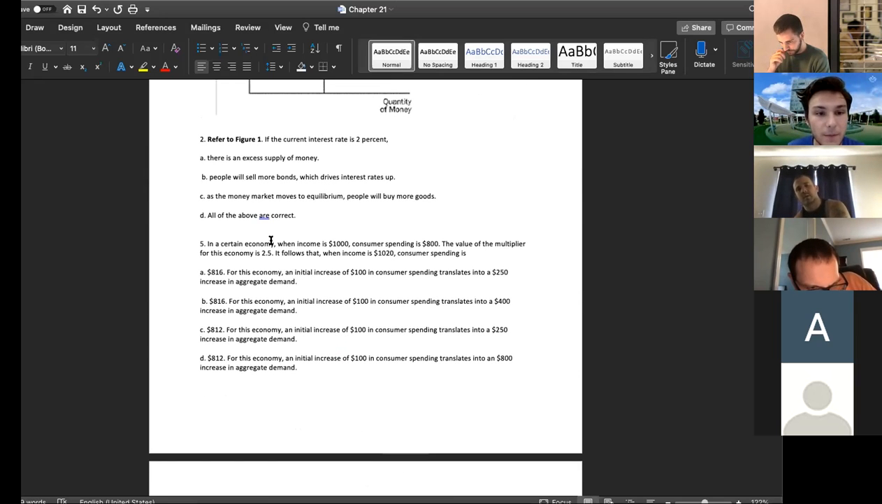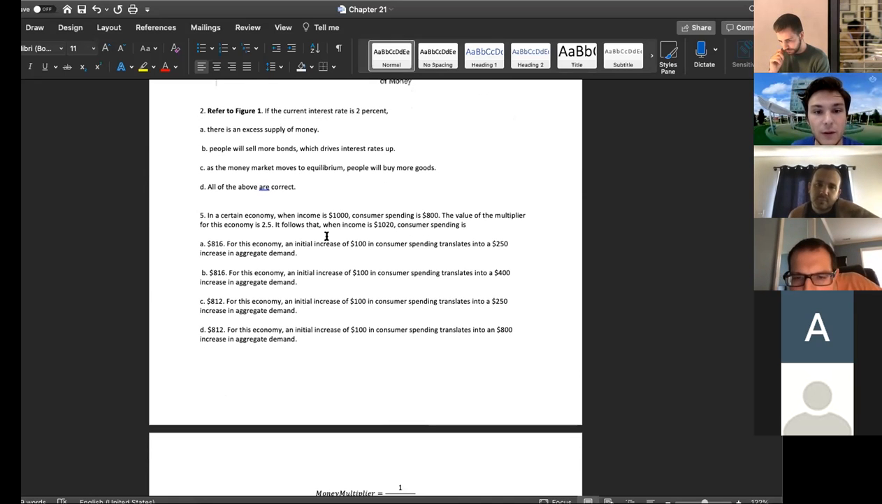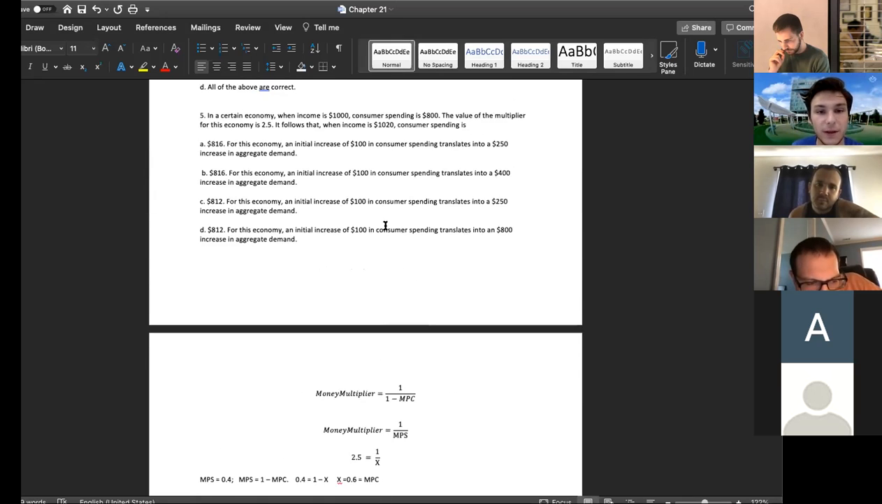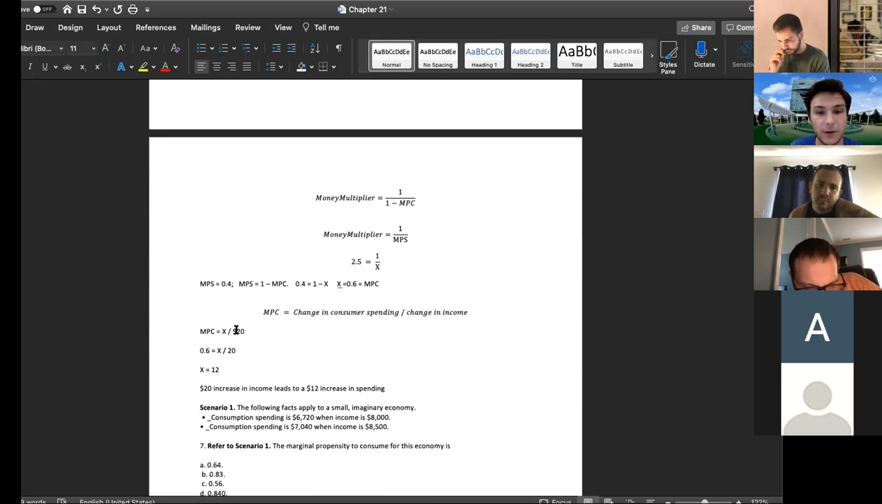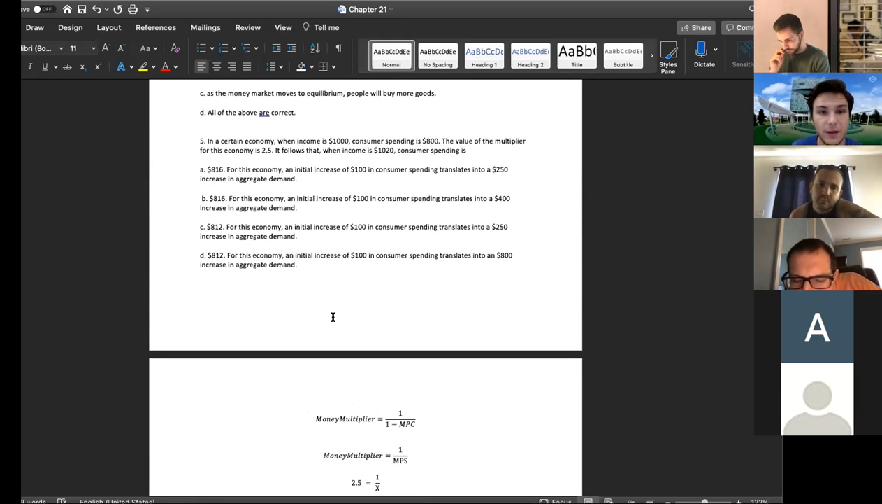So we know that in a certain economy, when income is 1,000 and consumer spending is 800, when income increases by $20, our change in consumer spending is going to be $12. So that means we're going to have $812 for consumer spending. That's not our change in consumer spending, that's our consumer spending. So we've eliminated A and B.